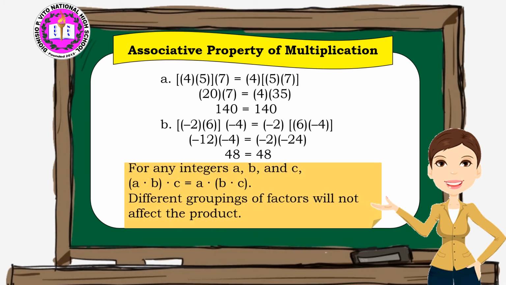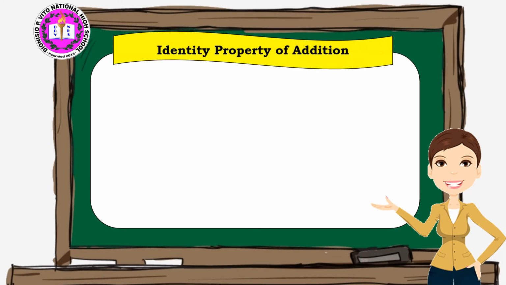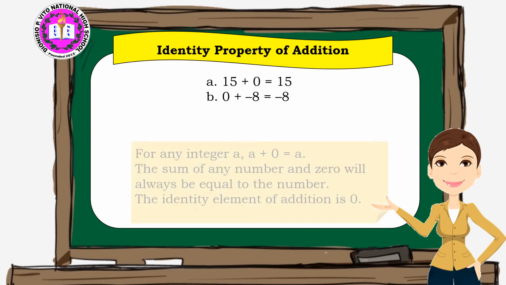For any integers a, b, and c, (a × b) × c is equal to a × (b × c). Different groupings of factors will not affect the product. The next property that we have is the identity property of addition. For example, 15 + 0 is equal to 15, and 0 + -8 is equal to -8.